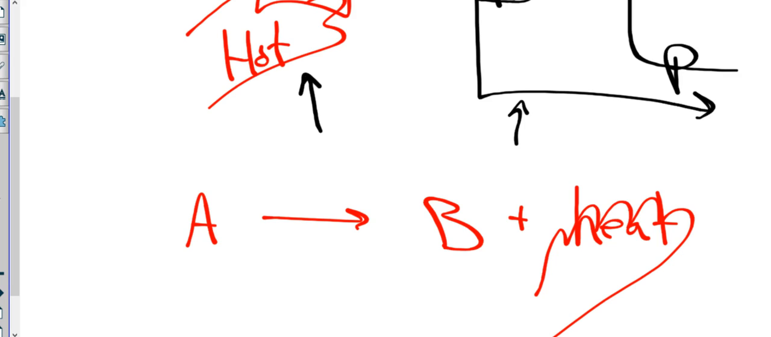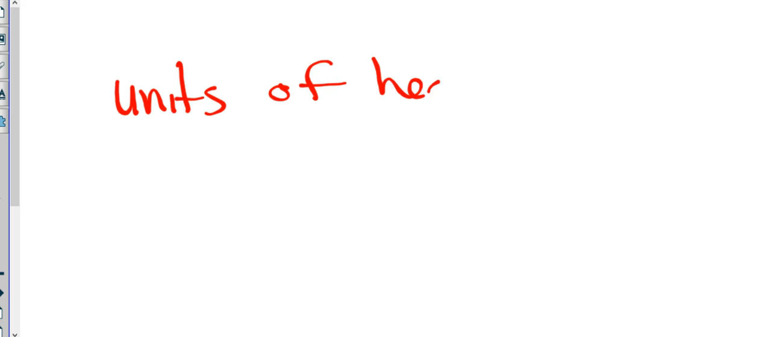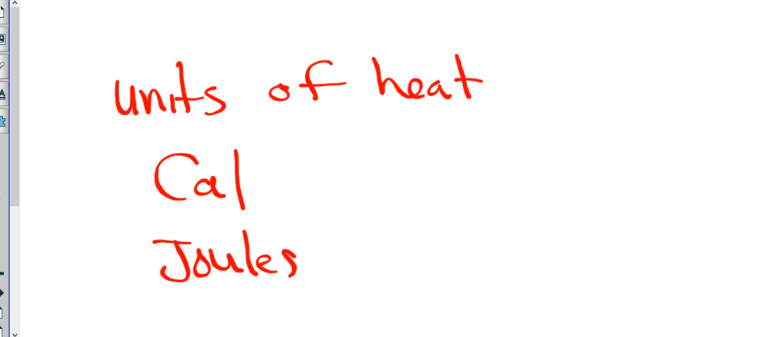When we talk about heat, just real fast, the units for heat in science are either calories or joules. You don't have to have that memorized, but you may or may not see those in a problem at some point in time. So just make sure that you're comfortable with that.